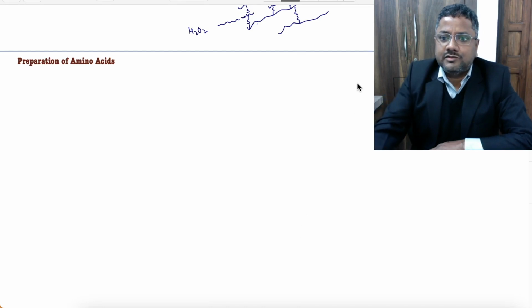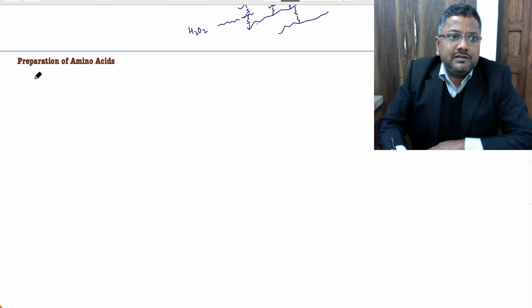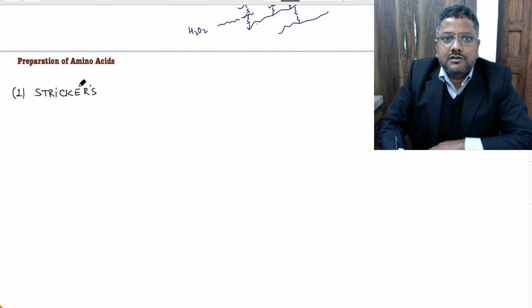Let's do some methods of preparation of amino acids. One very well-known method is known as Strecker synthesis. Strecker synthesis.